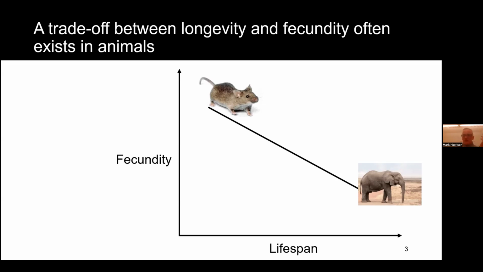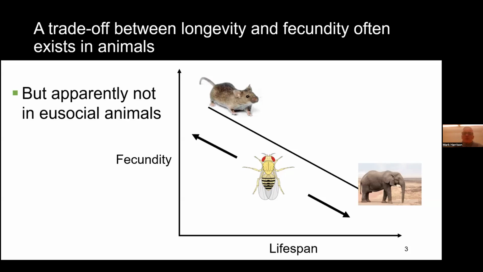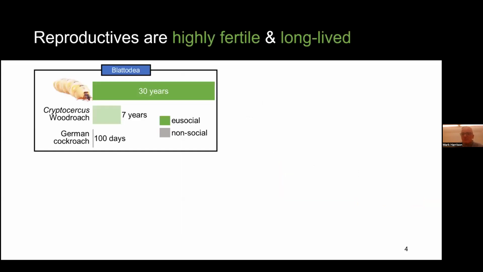This trade-off can be seen in experiments in model organisms where it can be manipulated. You can manipulate the lifespan or the fecundity in Drosophila flies, and you'll see it's usually a trade-off of one for the other. So it's interesting to note that this apparently does not apply to eusocial animals.